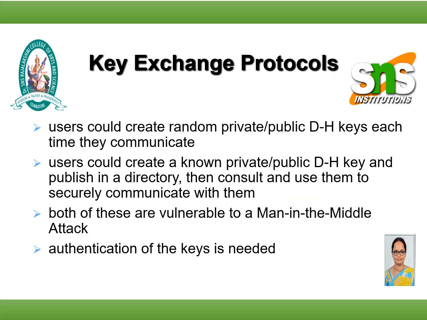Key exchange protocol. Users could create a random private or public DH key each time they communicate. Users could create a known private public DH key and publish it in a directory, then consult and use them to securely communicate with them. So the public key is visible to all the people and the private key is only known to that person. Based on that, if it is necessary, he or she can get that private key and they can share the information.